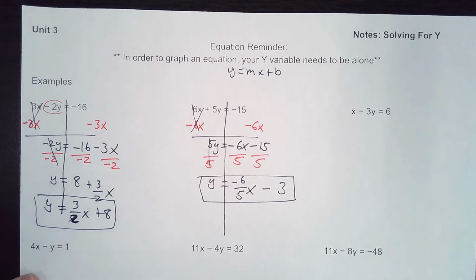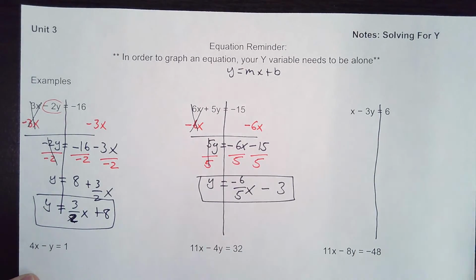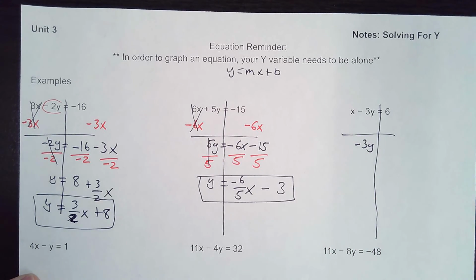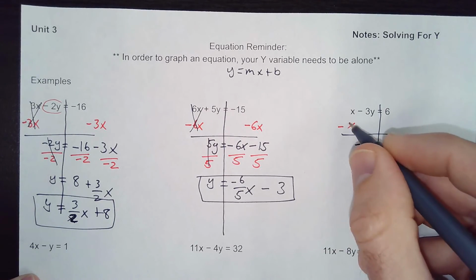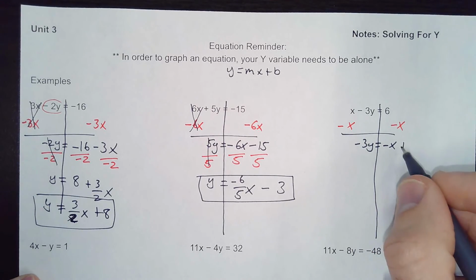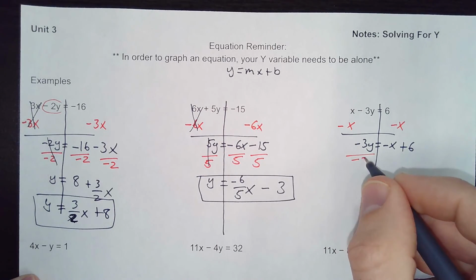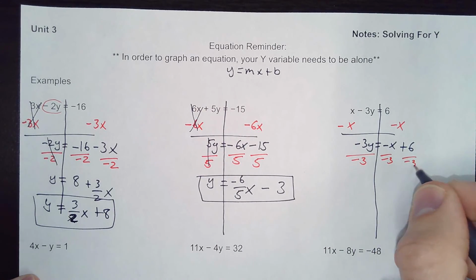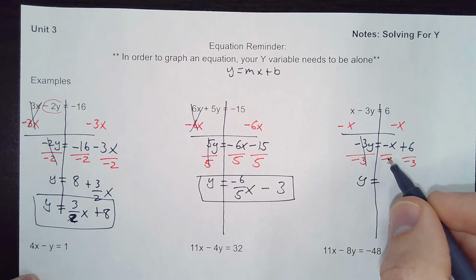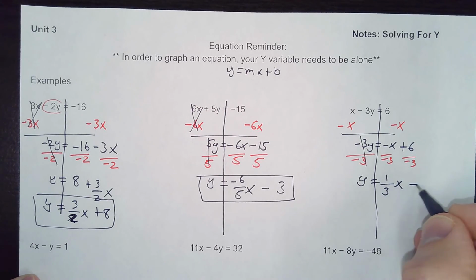All right, and then we will do one more. So draw our line straight down. We want to get this negative 3y by itself, so I need to get rid of the x. So I say minus x, negative x, plus 6. Then I need to get the y by itself, so I divide by negative 3, divide by negative 3, divide by negative 3. Cancel, y equals, this is positive, and when I just have an x, it becomes 1/3 x minus 2.